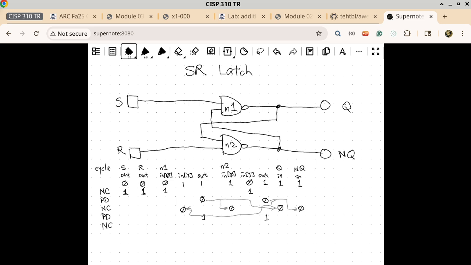Well, this is the output of N1. It connects to the in port of Q. It also connects to the first in port of N2. So we're going to make those changes on this NC row. This is going to change to a 1, right here. And then this is also going to change to a 1 as a result of this output being a 1. Are we good so far?